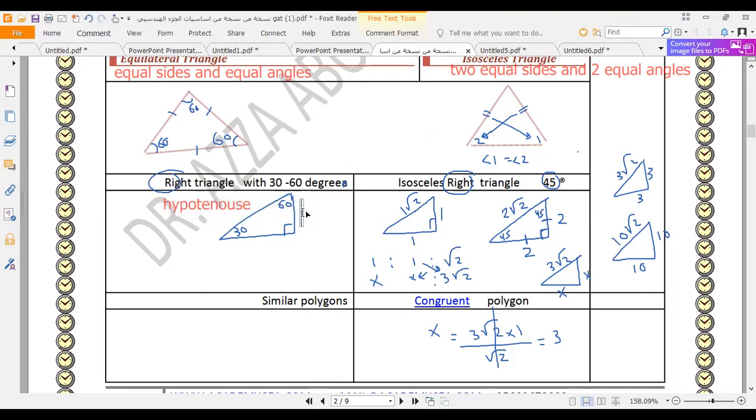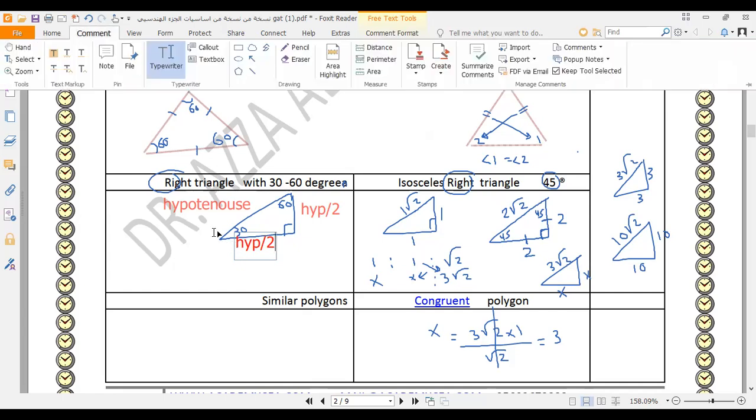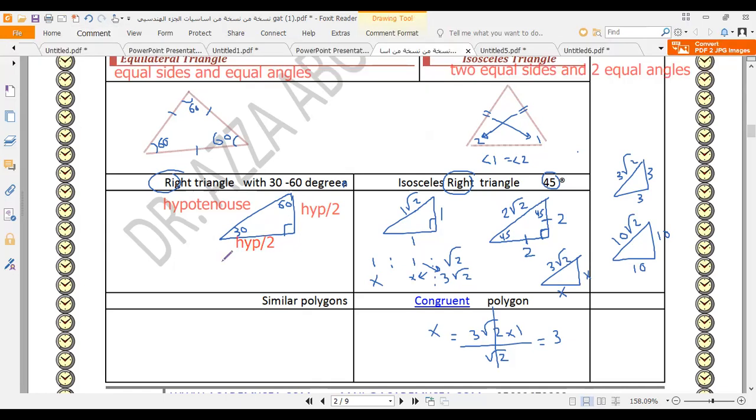And the side which is opposite to 30 degrees is always equal to half of the hypotenuse, okay? And the side which is opposite to 60 degrees is always equal to hypotenuse over 2, and this value will be multiplied by radical 3. So it is radical 3 times half of the hypotenuse.